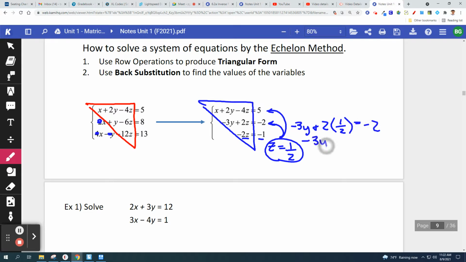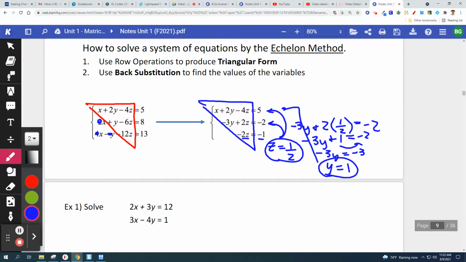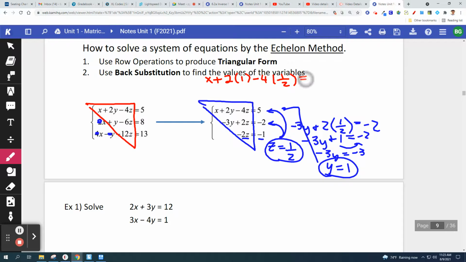And you can solve this. I'm going to go quickly. I assume that you already know how to do this. 2 times 1/2 is 1. Subtract the 1, it's -3y equals -3. Divide by -3, you get y equals 1. Okay? And we're going to take that, and we're going to plug that in. Back substitution. So in the top equation, the first equation, we're actually going to plug in z equals 1/2 and y equals 1. So that top equation is x plus 2, and then y was 1, minus 4 times z was 1/2 equals 5.